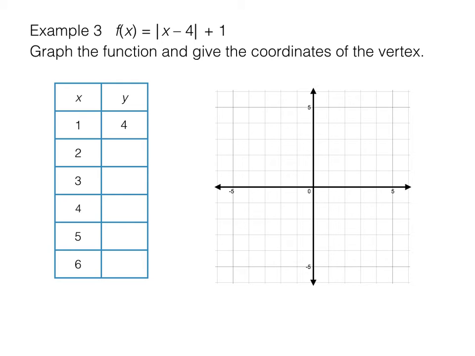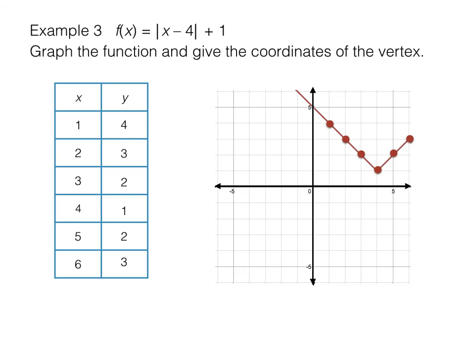I just substituted 1 in place of x. F of 1 is the absolute value of 1 minus 4. That's the absolute value of -3, which is 3. 3 plus 1 is 4. F of 2 equals the absolute value of 2 minus 4. That's the absolute value of -2, which is 2, plus 1 is 3. And we continue like this using mental math to complete our table of values. We plot our points, and we see that indeed the vertex is at (4, 1). We see it there in our table.